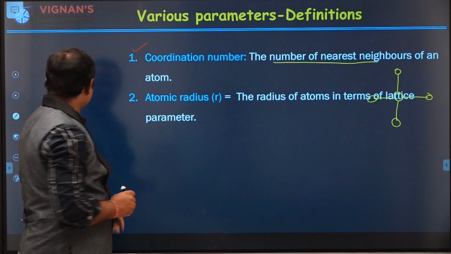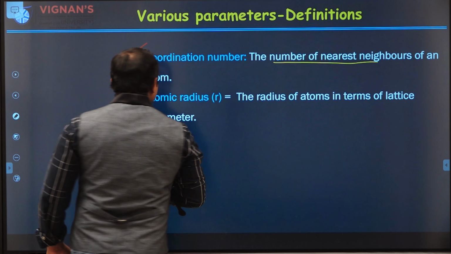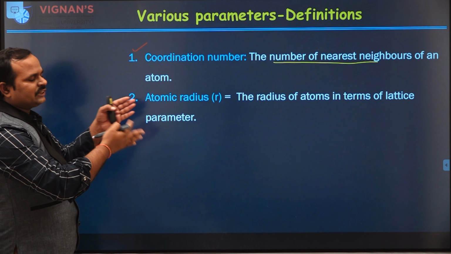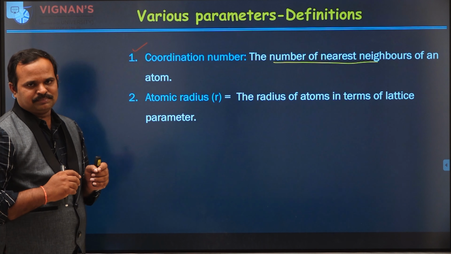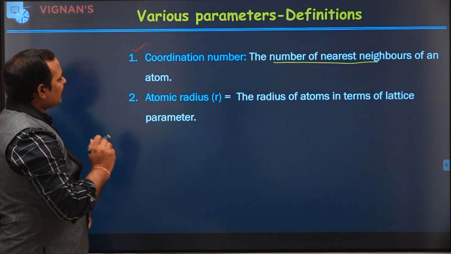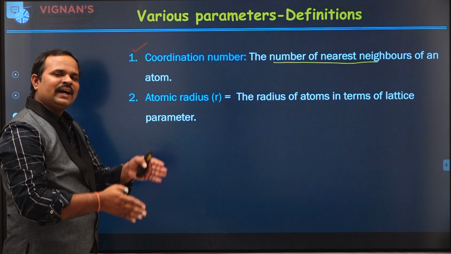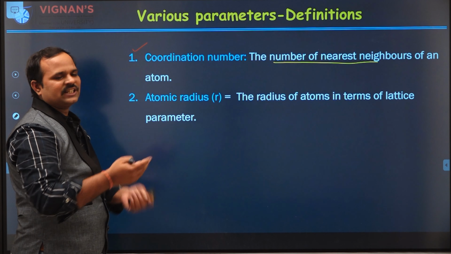Next one is atomic radius. Here, as you have seen in the previous picture, the atoms are considered to be spherical in shape. So here we find the atomic radius in terms of the lattice parameter.